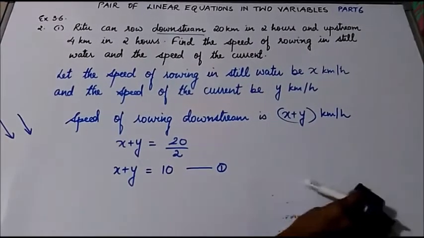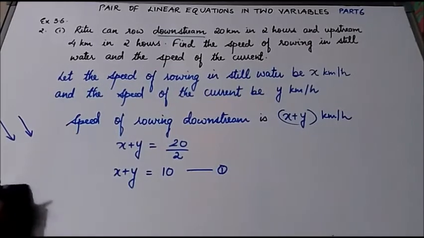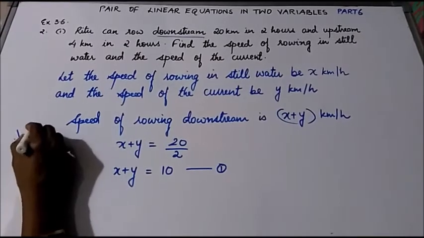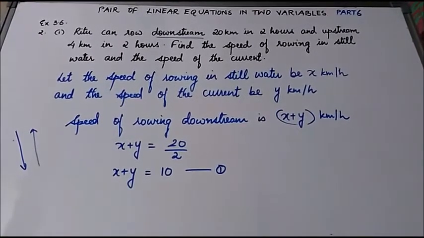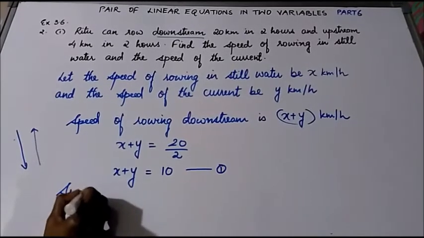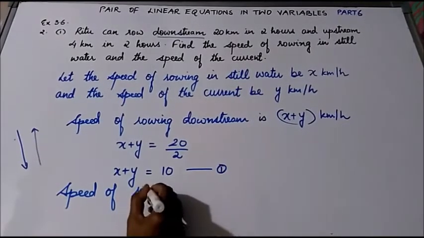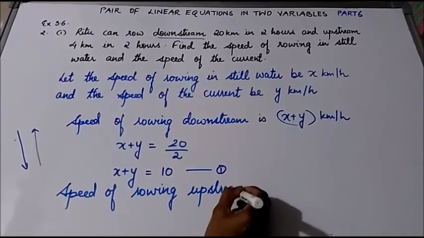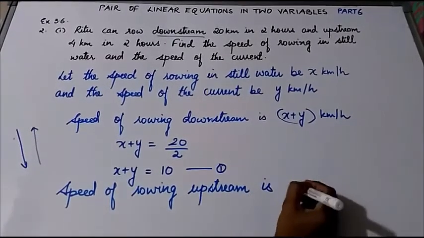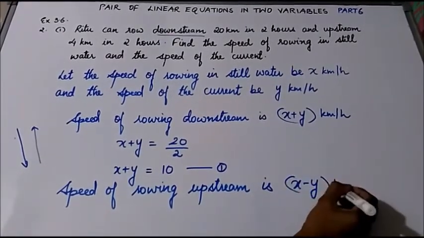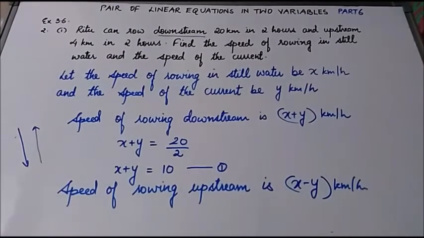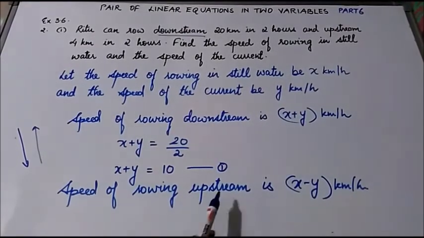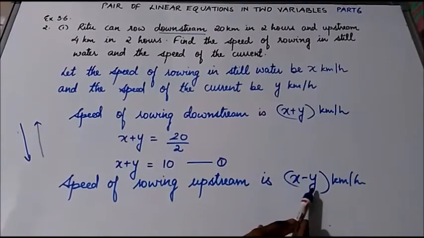Now next what is given to us? She can row upstream 4 km in 2 hours. Upstream means going against the flow of water. So in this case what will happen? The speed of rowing will decrease. So now speed of rowing upstream is x minus y kilometer per hour. While going downstream, what is the speed of rowing? It becomes x plus y. And while going upstream, it becomes x minus y.